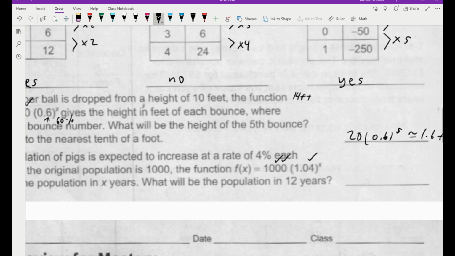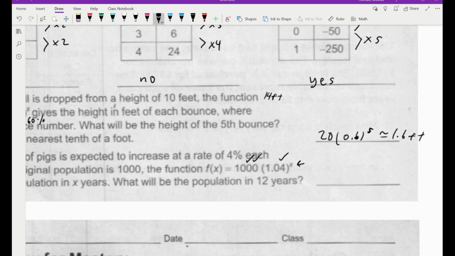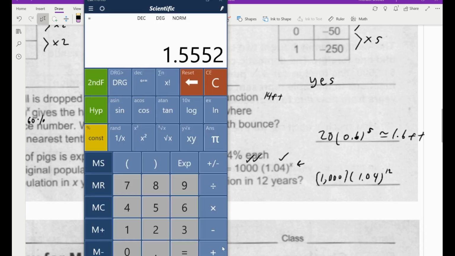Now, what will the population be in 12 years? So we're just going to enter 12 here. So we're going to do 1,000 times 1.04 raised to the 12. Let me clear it here. So we're going to do a starting population of 1,000 times 1.04 raised to the 12th. And we get that many people.